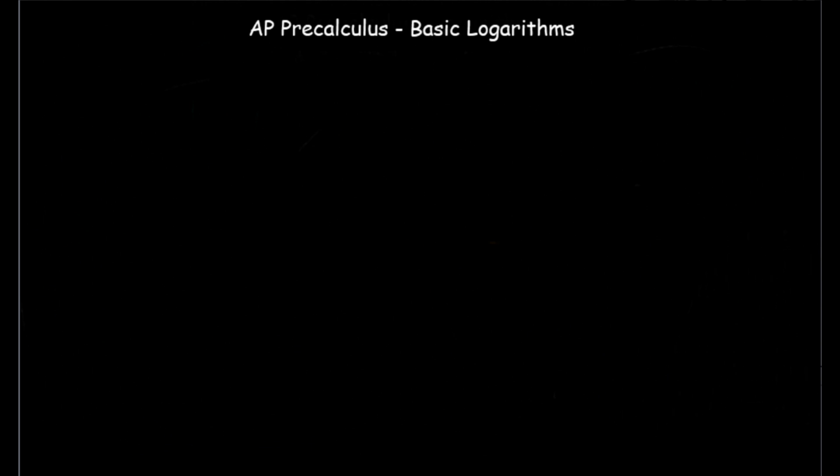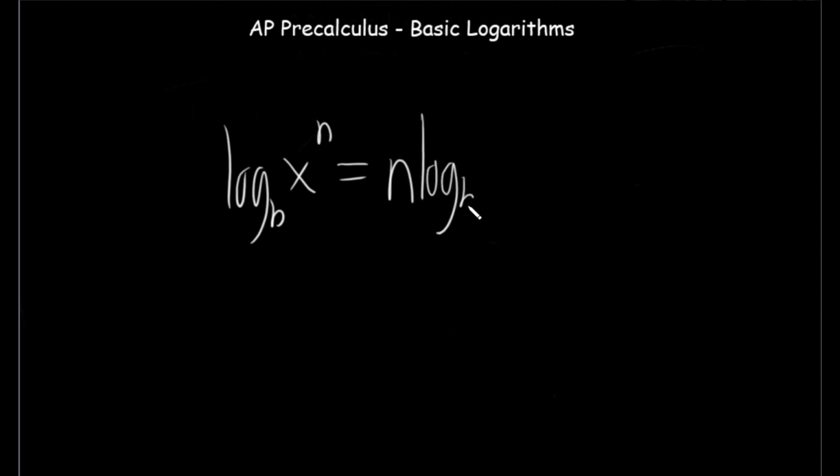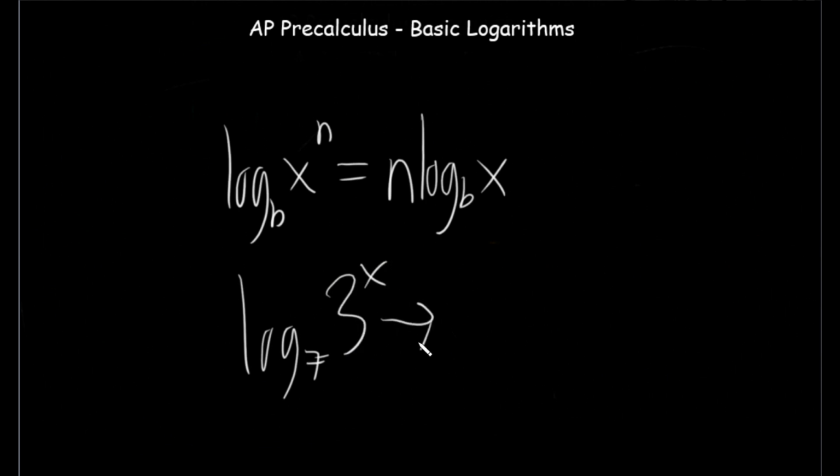And then there's something else called the power property. What the power property is saying is log base b of x to the power of n is rewritten as n times log base b of x. So basically that means, say we have log base 7 of 3 to the power of x, that can be rewritten as x times log base 7 of 3. That's basically what the power property is discussing there.